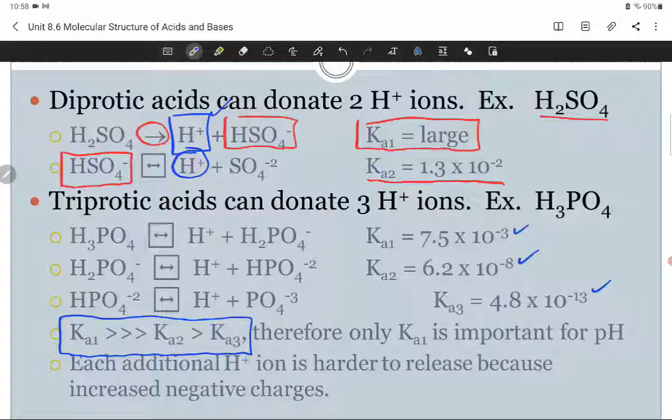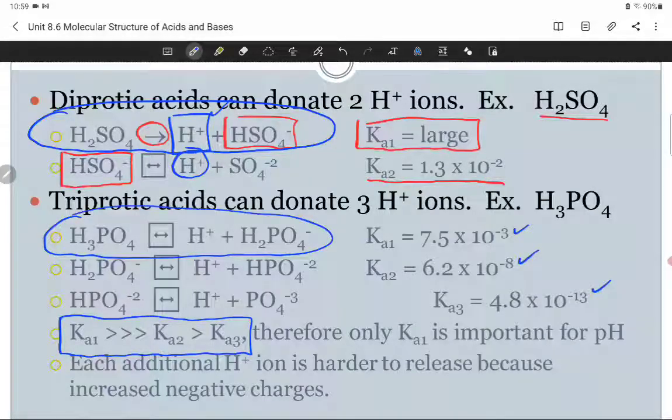Okay. So if you were going to try to determine what the H positive concentration is of sulfuric acid, really you're only going to be interested in that first one, not in the second, or in this case there's only a second. And then for phosphoric acid, a triprotic acid, it's a weak acid, so all of these are going to be equilibrium, and it's the first one that's going to be important. Keep in mind these K values because we're going to use these mathematically in a second here.